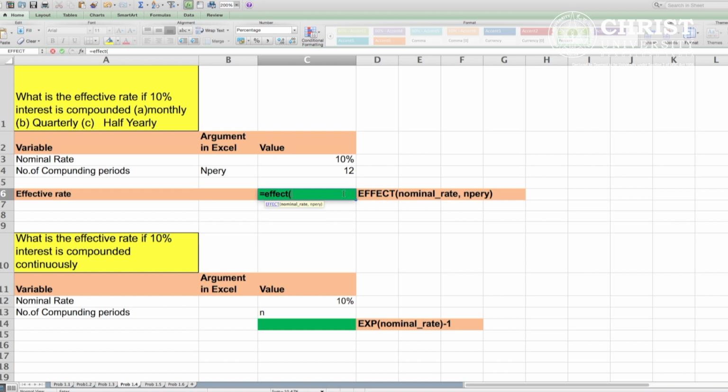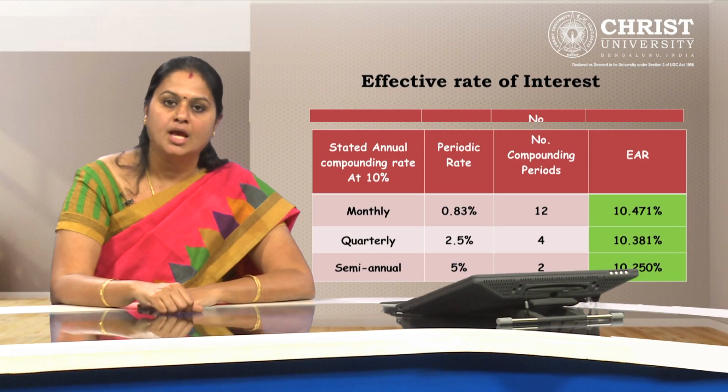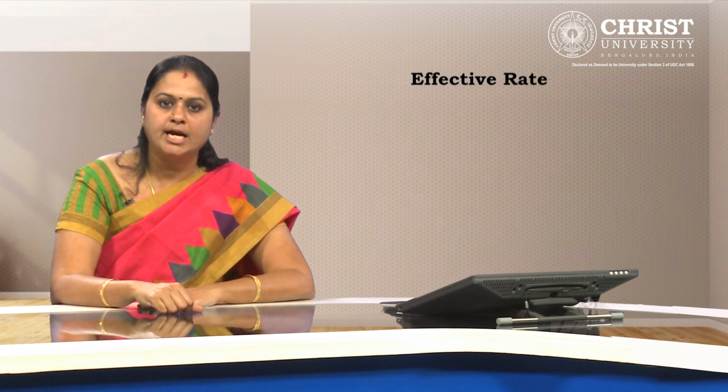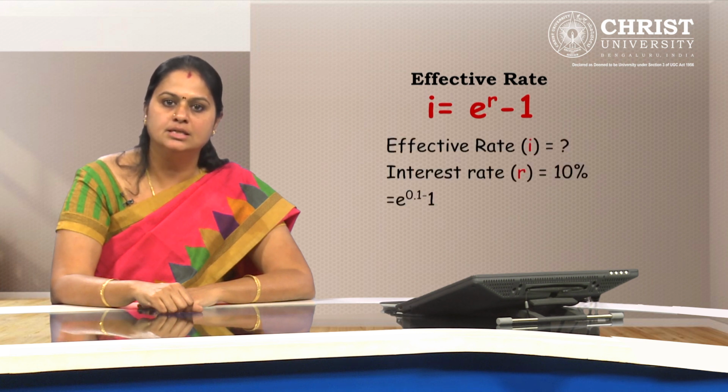Input the nominal rate, that is 10% in this case, and give the NPERY, that is the frequency of compounding, as 12, and we can get the effective interest rate as 10.47%. You can change a variable to find the effective rate for all the other periods, 10.38% for quarterly and 10.25% for half yearly compounding. In the case of continuous compounding, to find the effective rate, we do exponential nominal rate minus 1, and the answer is 10.52%.